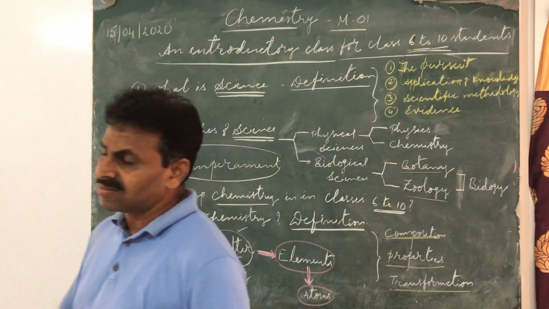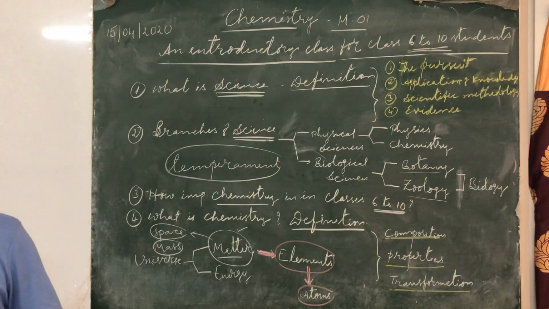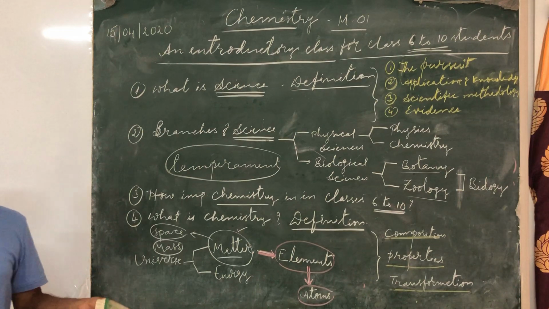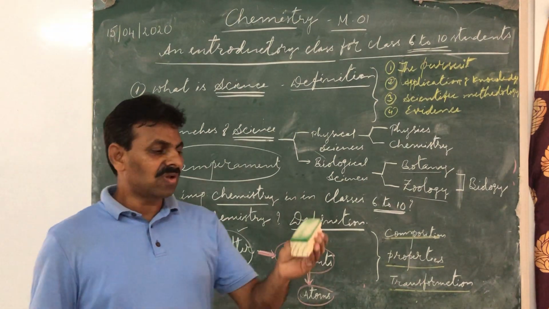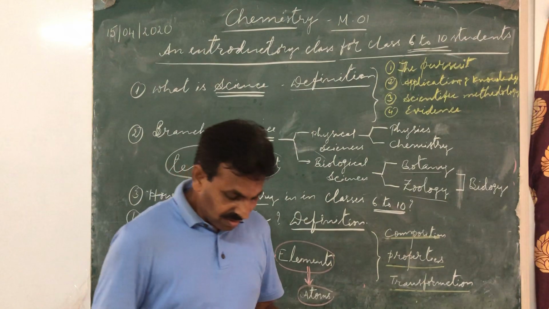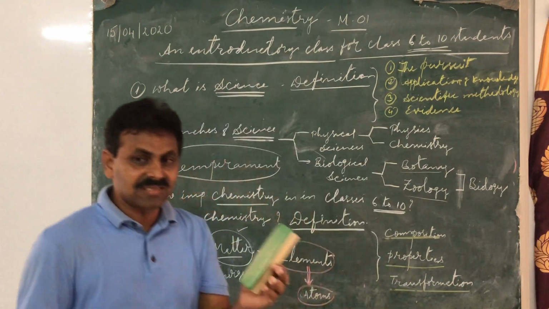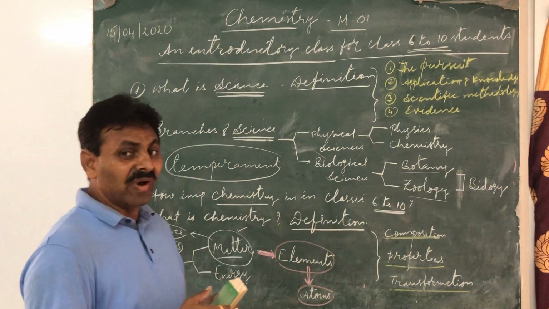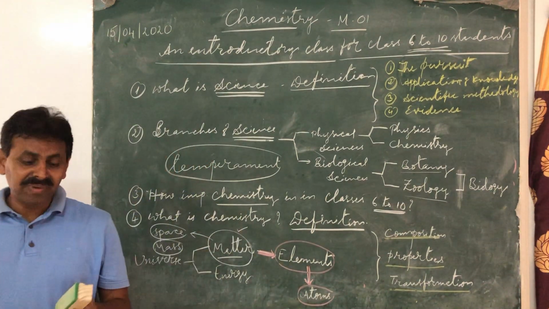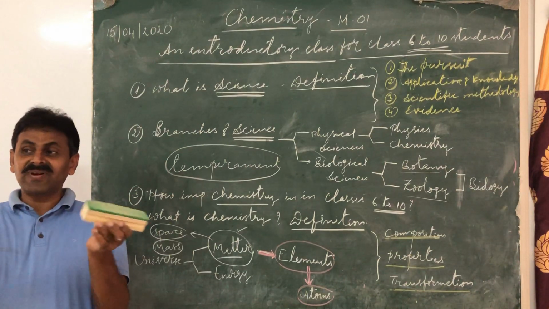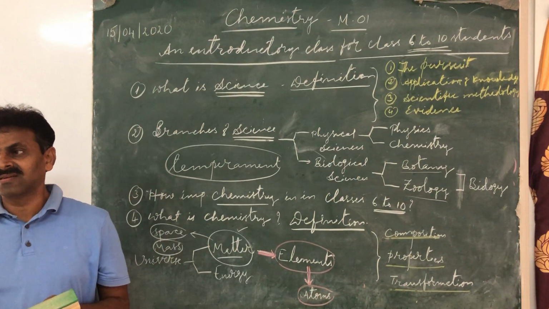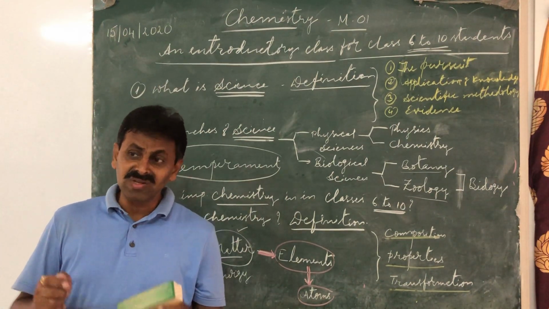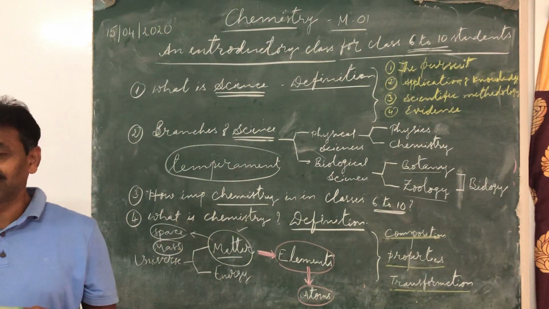Now the question arises, what does constitute this matter? What is there in this matter? Are all matters the same? This is also matter, this is also matter. Or are these matters the same? The answer is no. Why are they not the same? They must have been made of different substances. So what are those substances? What are the constituents of matter?